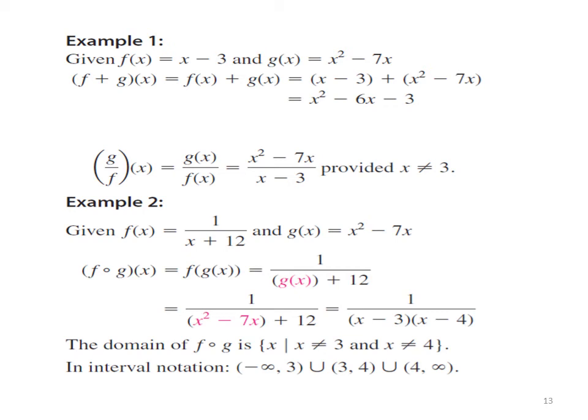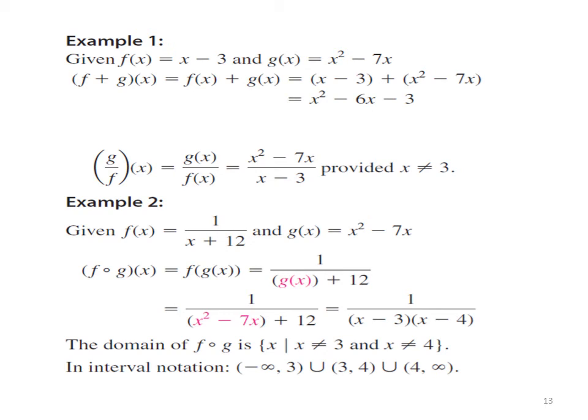Let's do the one for division. G over f of x, by definition this is g of x divided by f of x. Now replace g of x by its definition in the formula, x squared minus 7x divided by f of x, which is just x minus 3. This is the definition of g over f. But of course, you don't want the denominator to equal 0, so you have to exclude x equal 3. So this expression here is defined for all values except x equal 3. That is, x cannot equal 3.